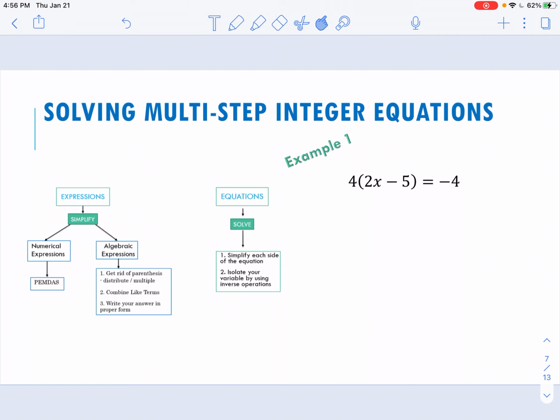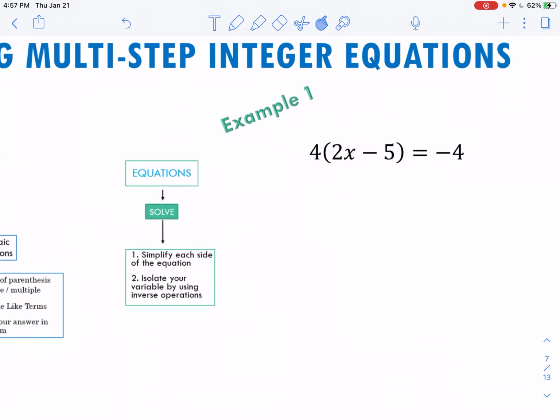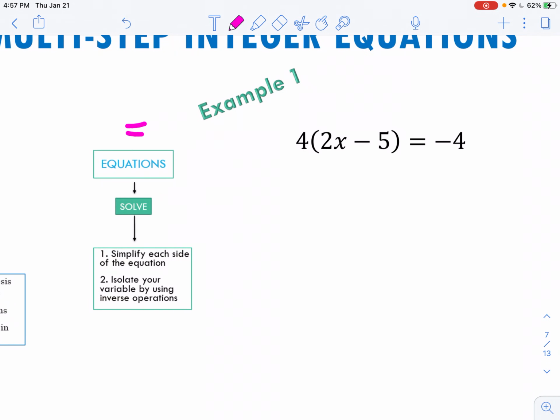In example 1, we have 4 times the difference of 2x minus 5 is equal to negative 4. Is this an expression or an equation? Good, this is an equation, and we know it's an equation because it contains an equal sign. So the first thing I'm going to do is what we always do. I'm going to put a dotted line down the center of the equation to separate the left side and the right side. When we put a dotted line, we're simply saying that there's an expression on the left and there's an expression on the right.